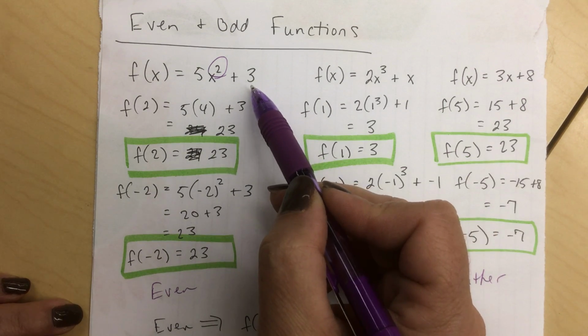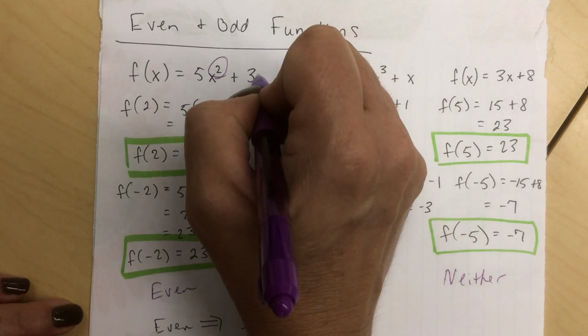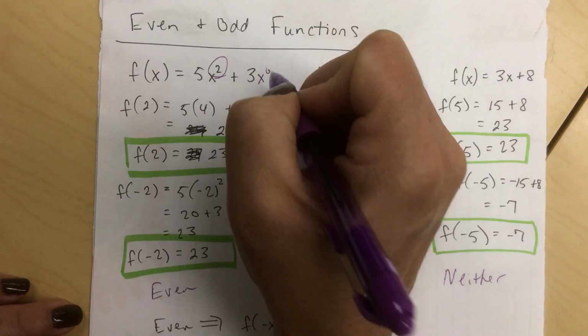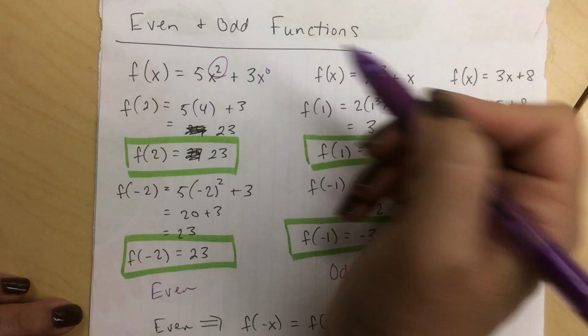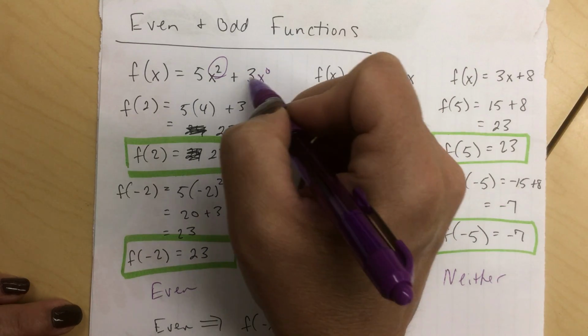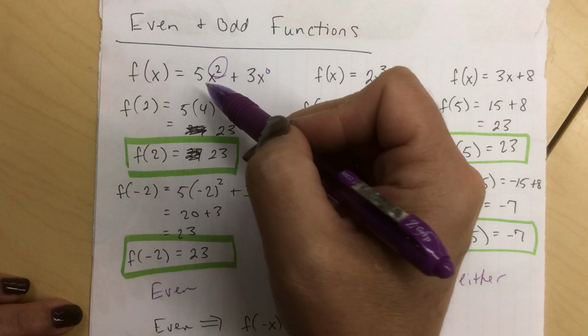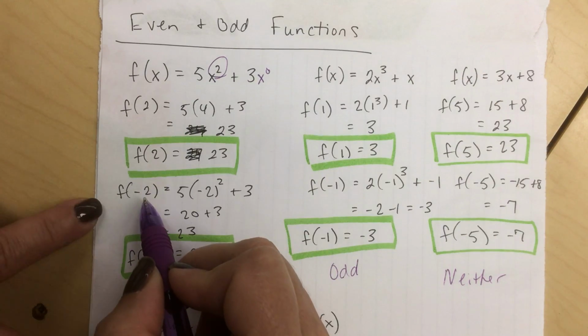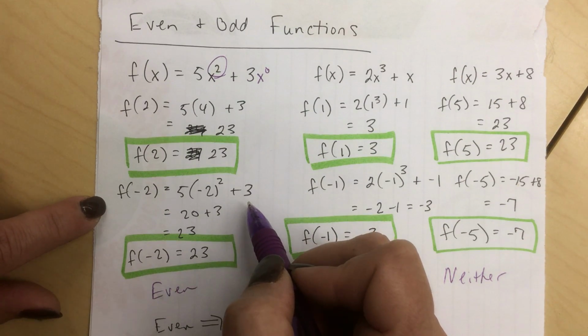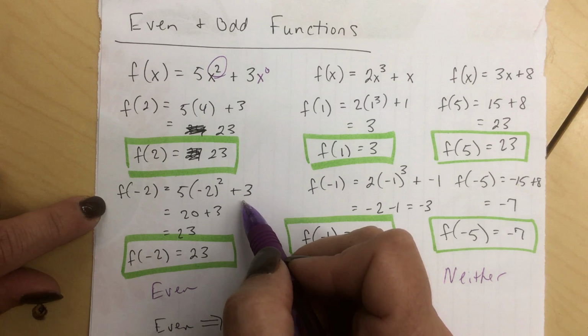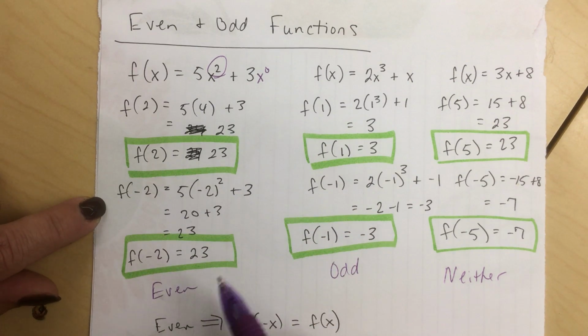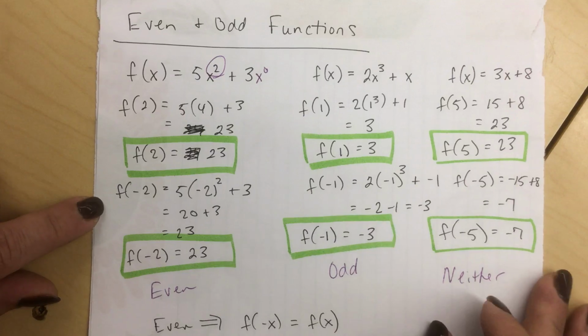And a constant is like an even, because technically this is like 3x to the 0, and 0 would be an even number. But you can just remember that when you plug a negative in, like when I plugged in -2, it didn't change the +3. That constant doesn't depend on whether I plug in a negative or a positive x value.